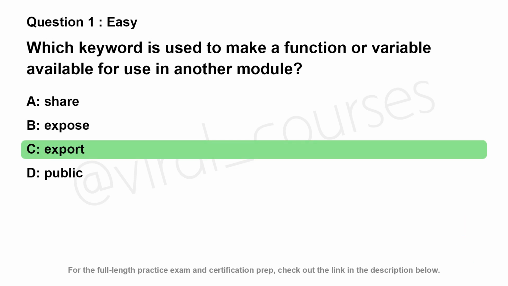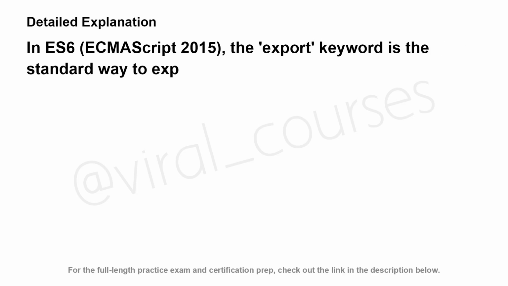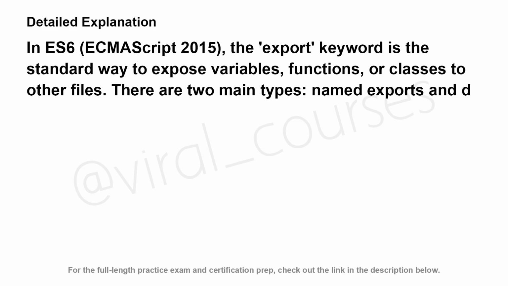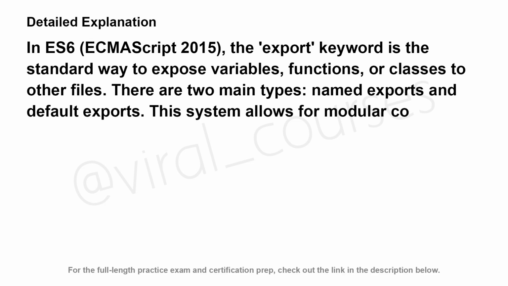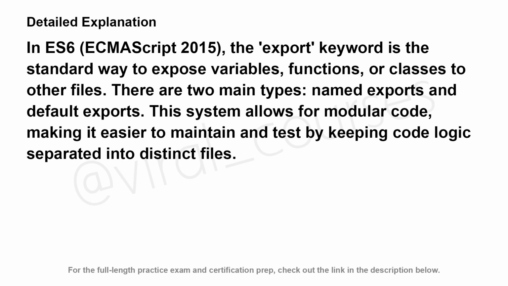The correct answer is C. In ES6, ECMAScript 2015, the export keyword is the standard way to expose variables, functions, or classes to other files. There are two main types: named exports and default exports. This system allows for modular code, making it easier to maintain and test by keeping code logic separated into distinct files.